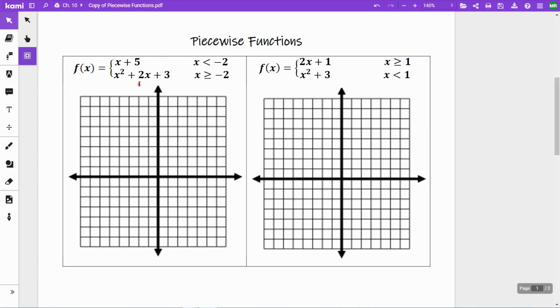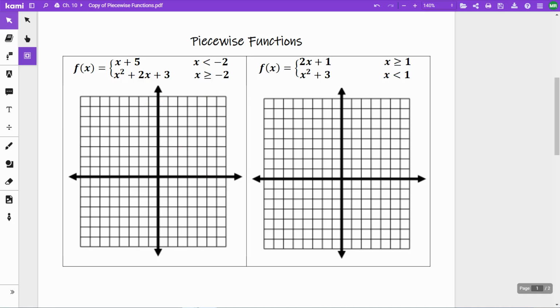y equals x squared plus 2x plus 3. I don't want the whole entire line, and I don't want the whole entire parabola. For the line, I only want it where x is less than or equal to -2. So I only want from -2 back. For x greater than or equal to -2, I only want it from -2 on for the parabola.